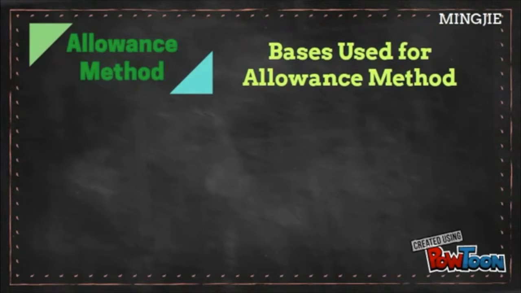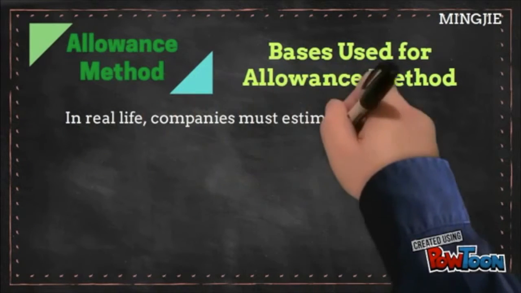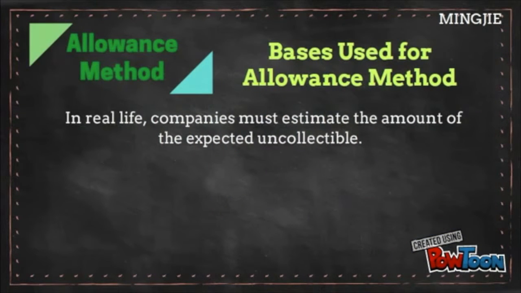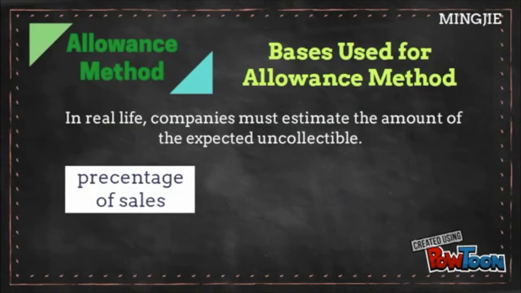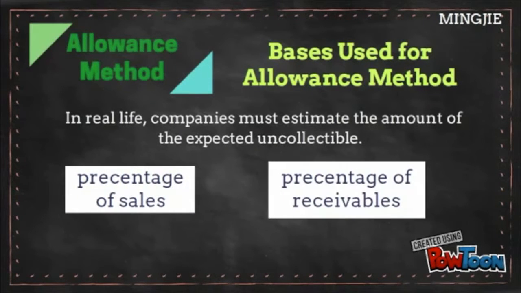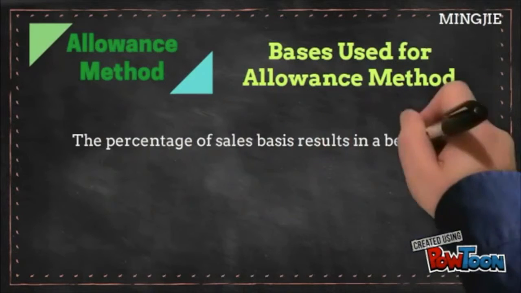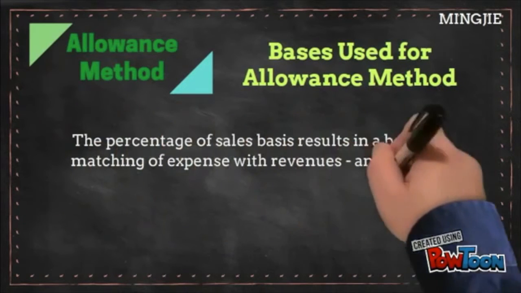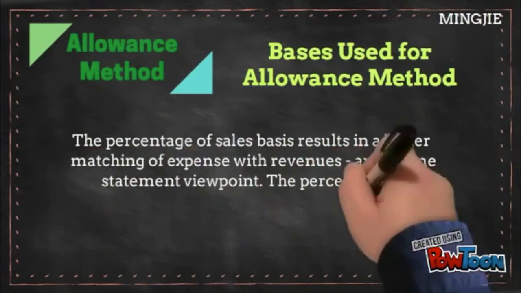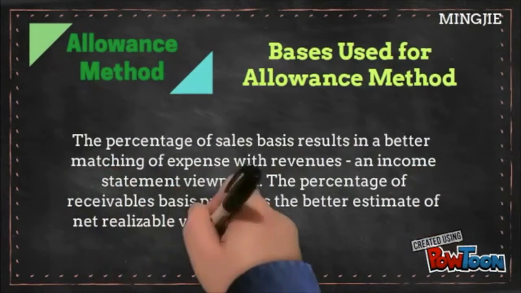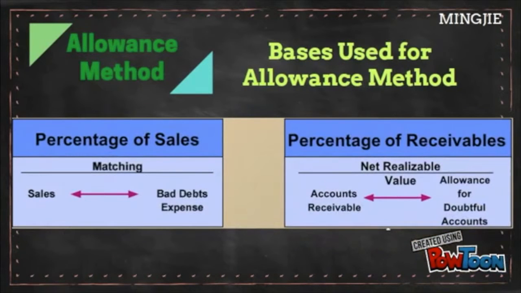Next, we are going to the bases used for the allowance method. In real life, companies must estimate the amount of expected uncollectibles. Two bases are used to determine this amount. The first one, percentage of sales, and the second one, percentage of receivables. The percentage of sales basis results in a better matching of expenses with revenues, an income statement viewpoint. The percentage of receivables basis will produce a better estimate of net realizable value, a balance sheet viewpoint.